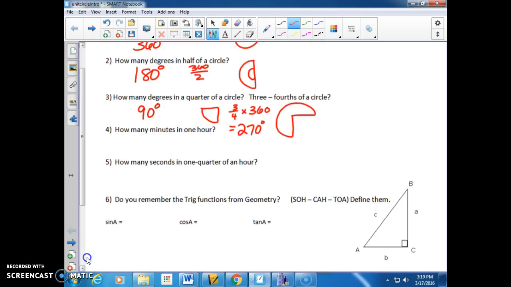Number 4, how many minutes are in 1 hour? Well, I hope we all know that there are 60 minutes in an hour. Okay, so how many seconds are in 1/4 of an hour? So first I want to think about how many minutes are in a quarter of an hour. So a quarter of 60 is 15.